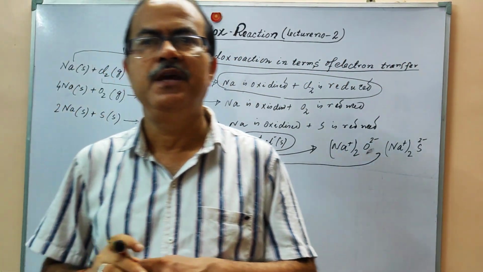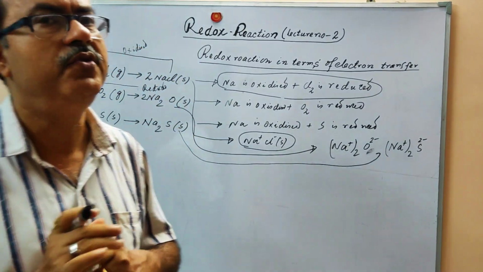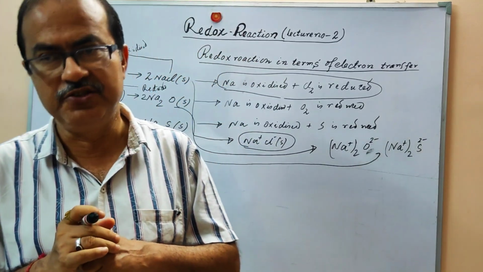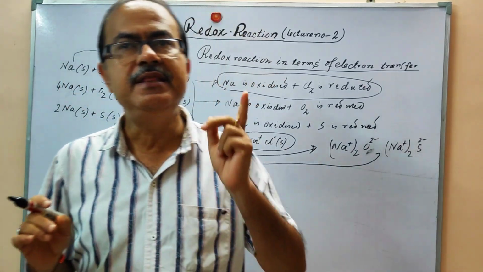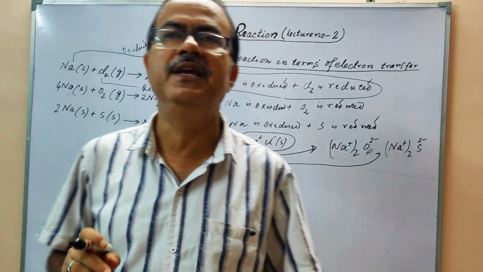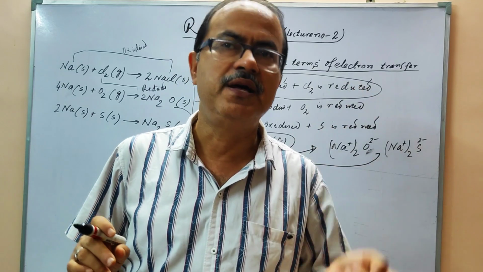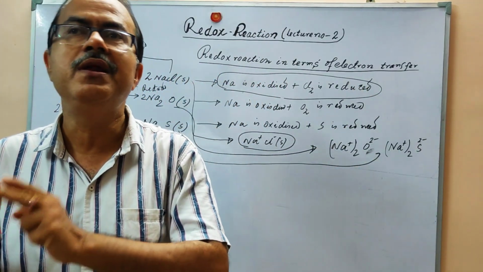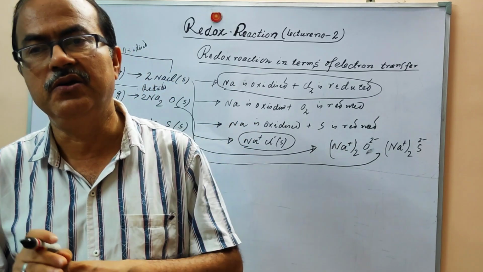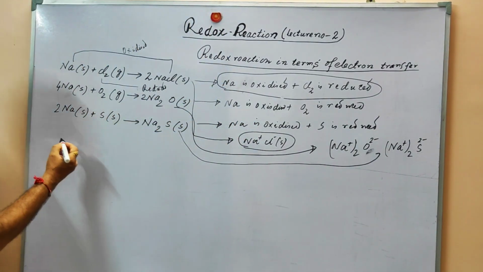So we are able to write these equations in a different way, in terms of electron transfer. We can understand that in an ionic compound there is a transfer of electrons from one species to the other. One species will lose the electron and the other species will accept that electron. Okay, so we can write this equation in this way.